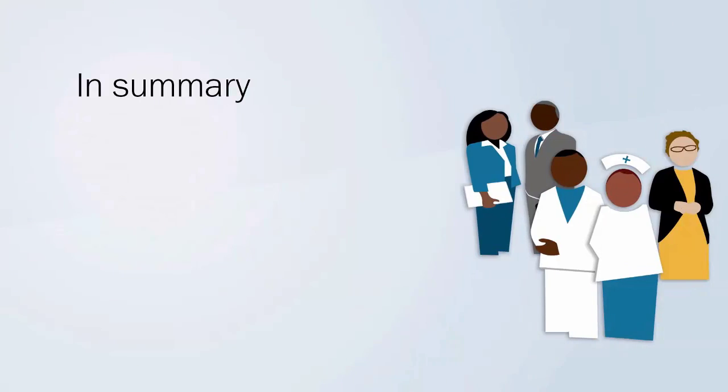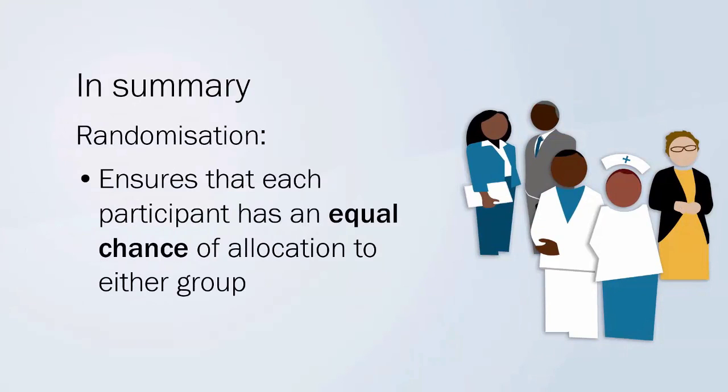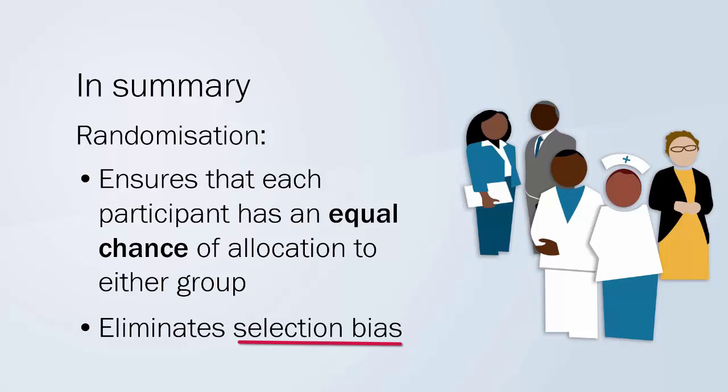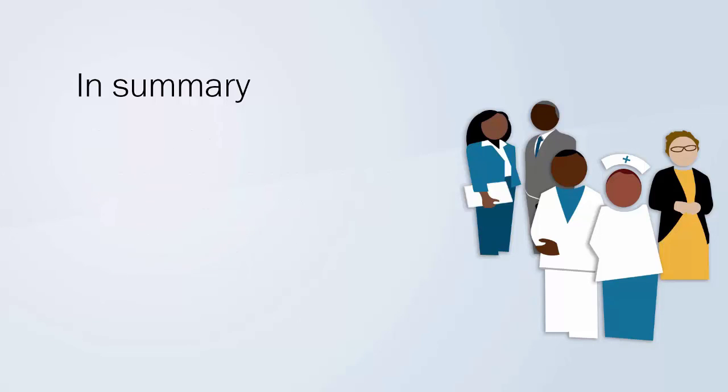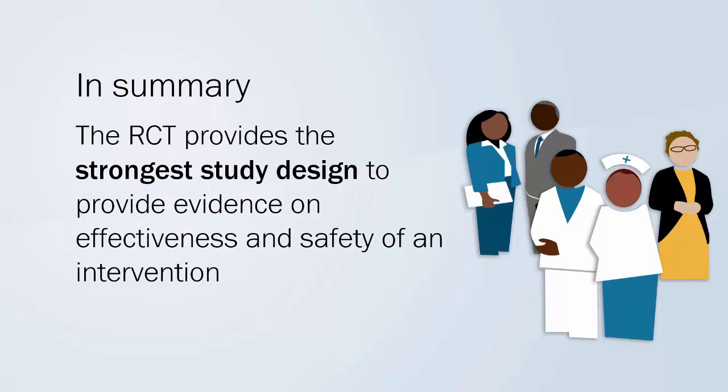In summary, randomization ensures that each participant has an equal chance of allocation to either group, eliminates selection bias, and balances the groups for known and unknown confounders. The RCT provides the strongest study design to provide evidence on effectiveness and safety of an intervention.